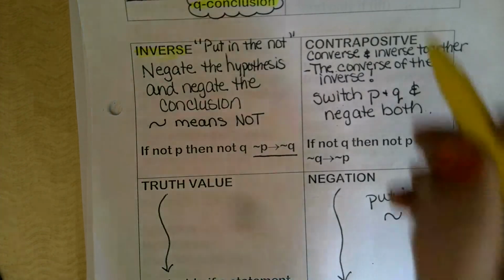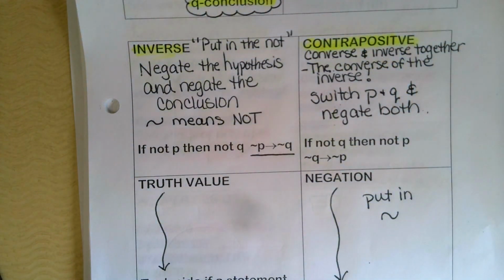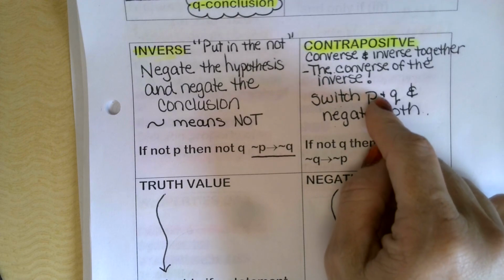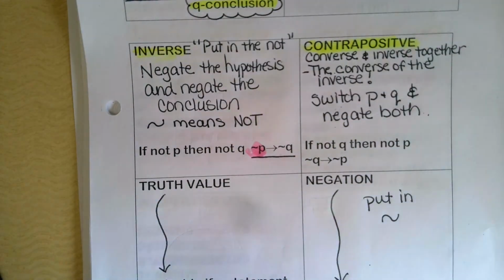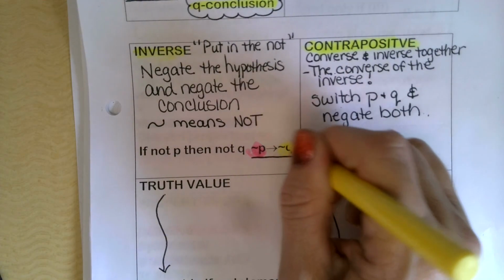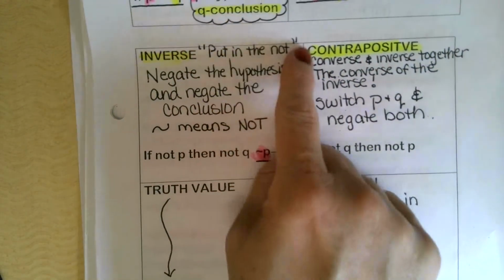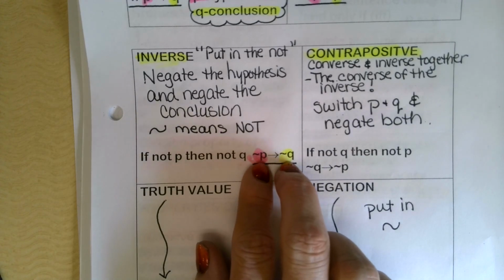All right. Then contrapositive is just a big old mess. It is actually the converse and the inverse together. You're doing both of those together. So I like to sometimes say it's the converse of the inverse, which means, by the way, this would be hypothesis, this would be conclusion. Okay, the converse of the inverse. So if the inverse puts in the nots, the converse means we have to switch these around. Okay, contrapositive is the converse of the inverse.